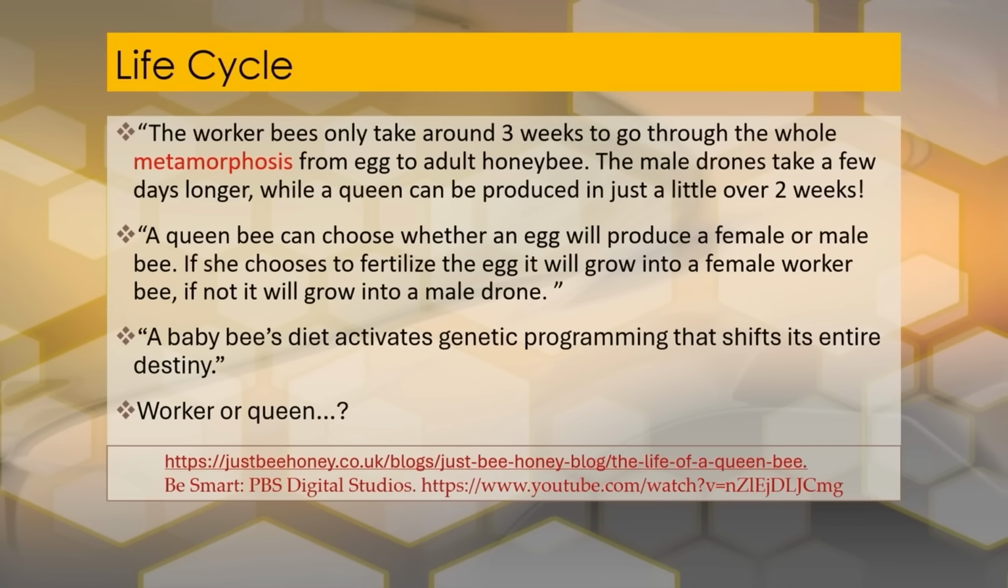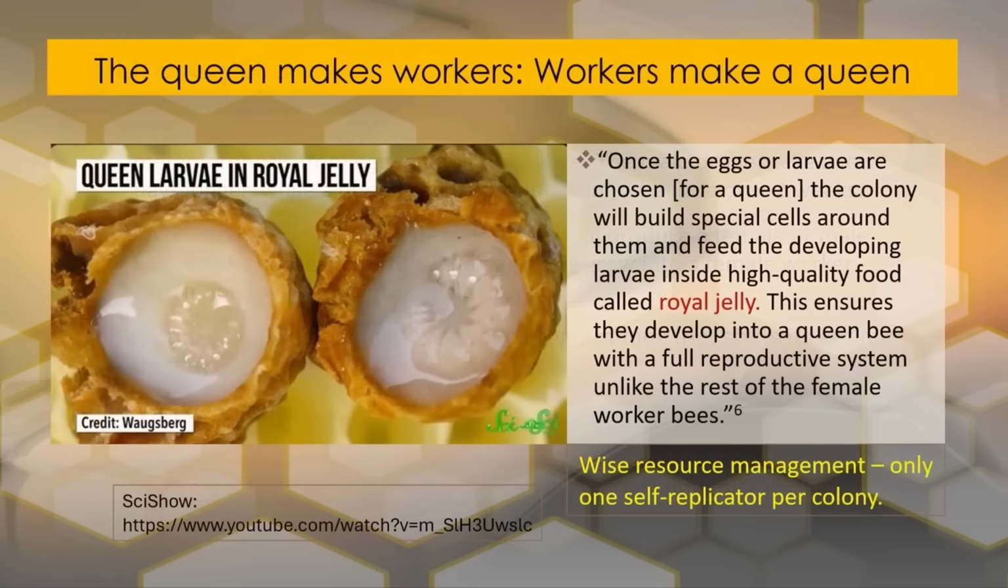About 3 weeks. What makes a bee turn into either a worker bee, a drone, a male, or another queen bee? Well, the queen, as she lays the egg, can decide to fertilize it. If she does, it becomes a female worker bee. If she doesn't, it becomes a drone bee. Well, how do you get the queen? Obviously a female. That happens after the egg is laid.